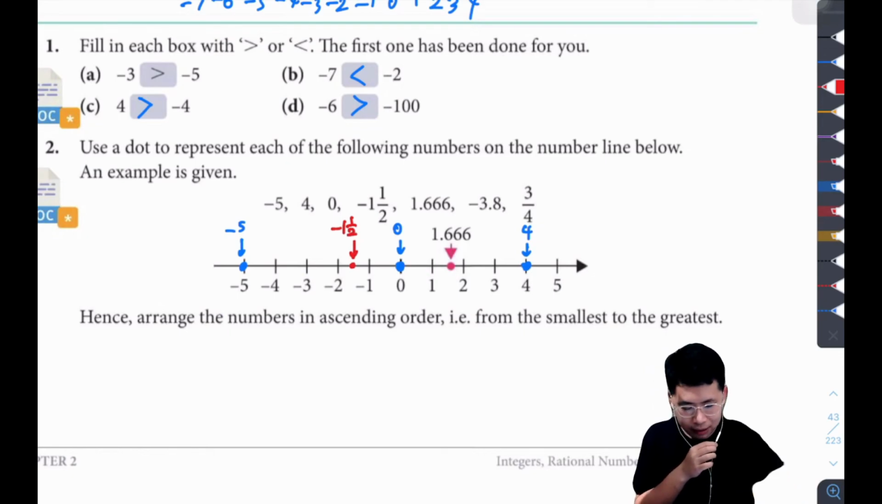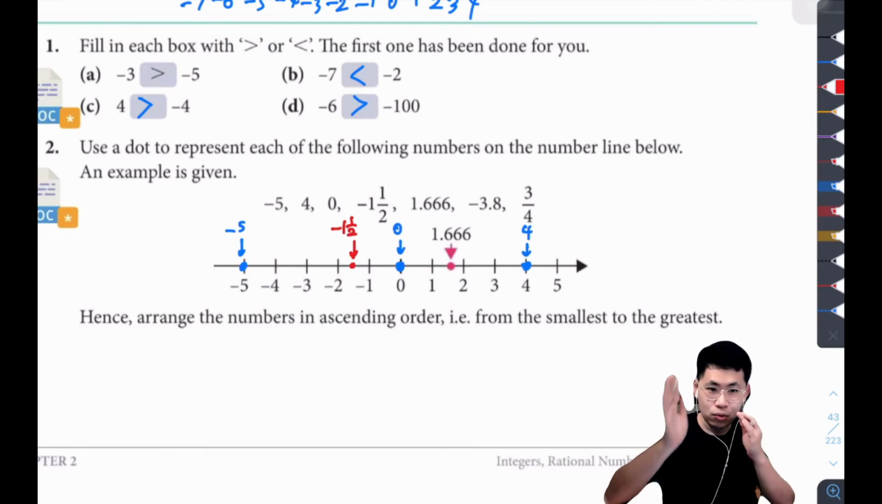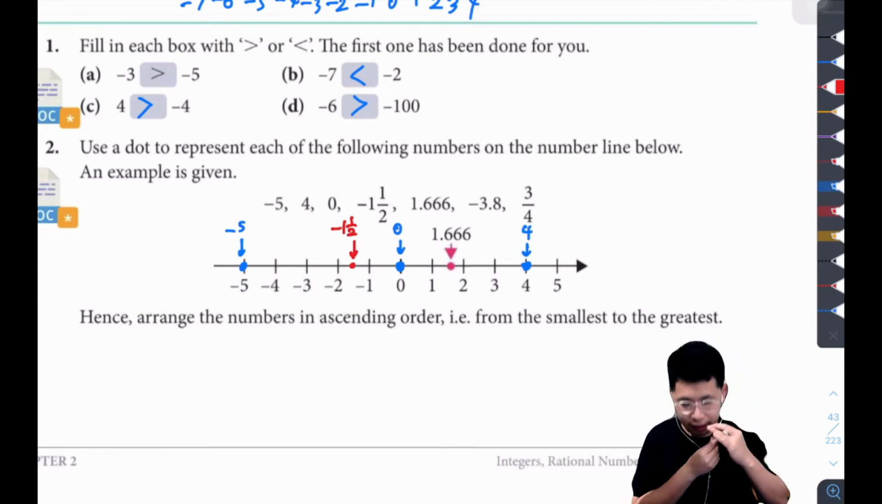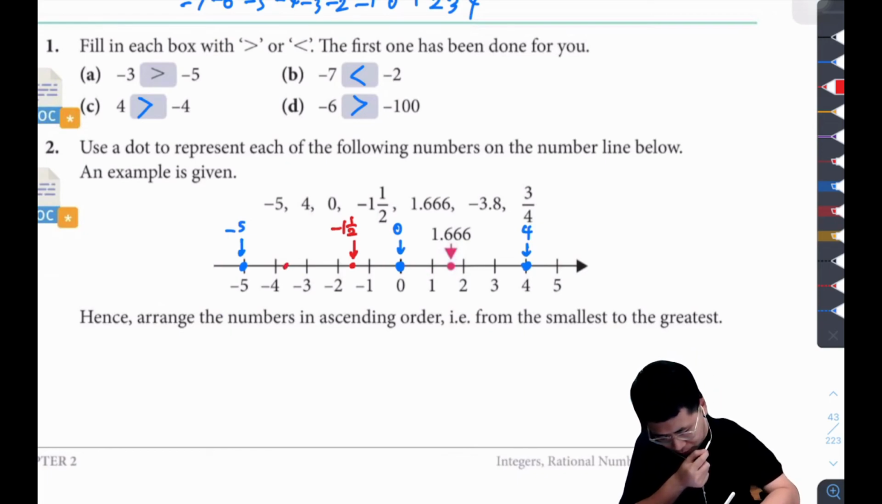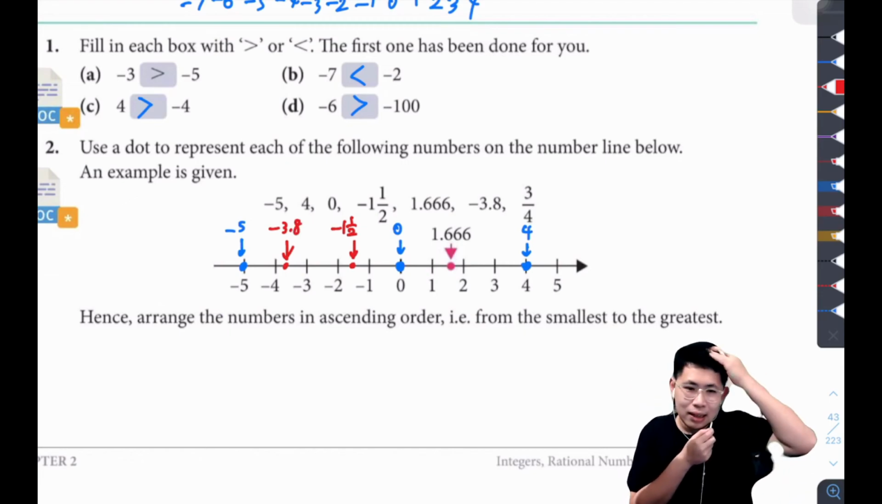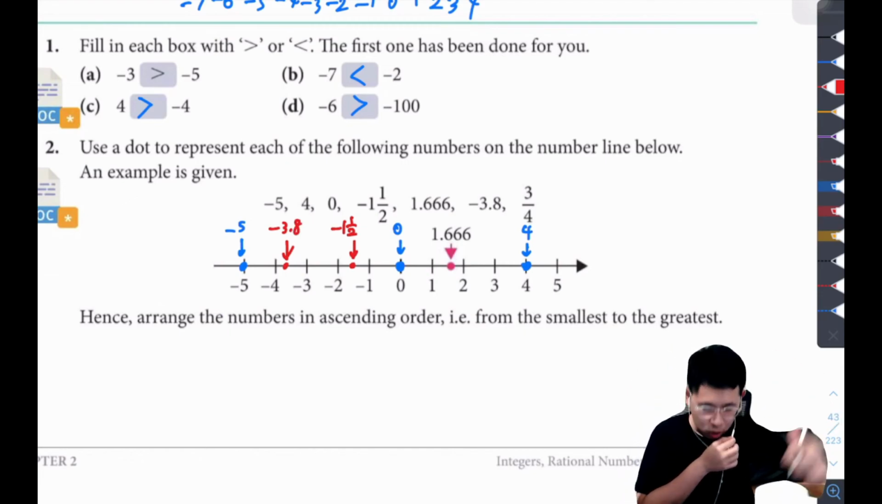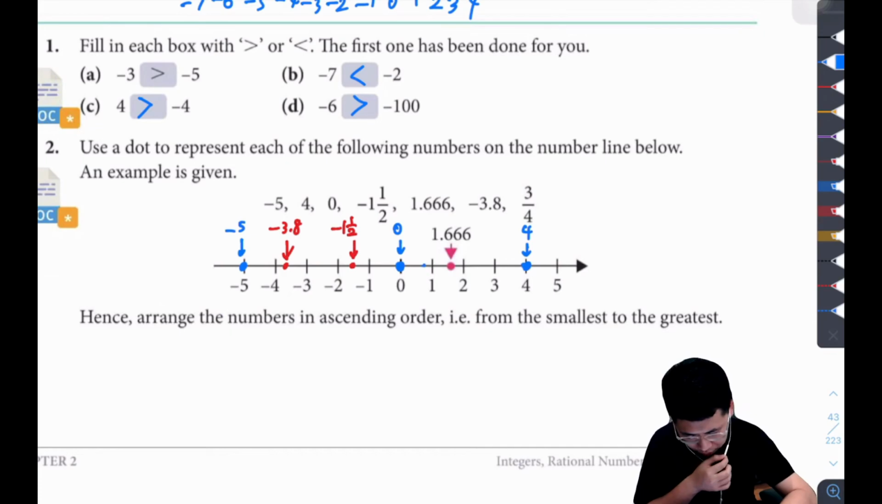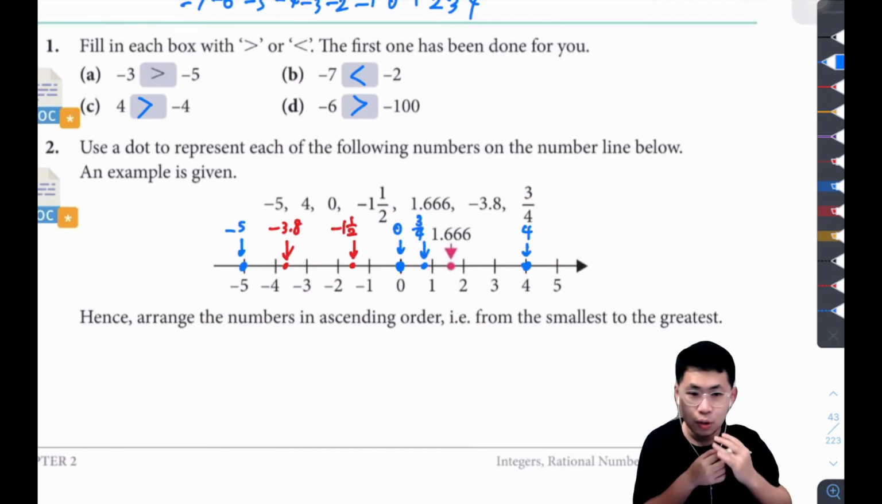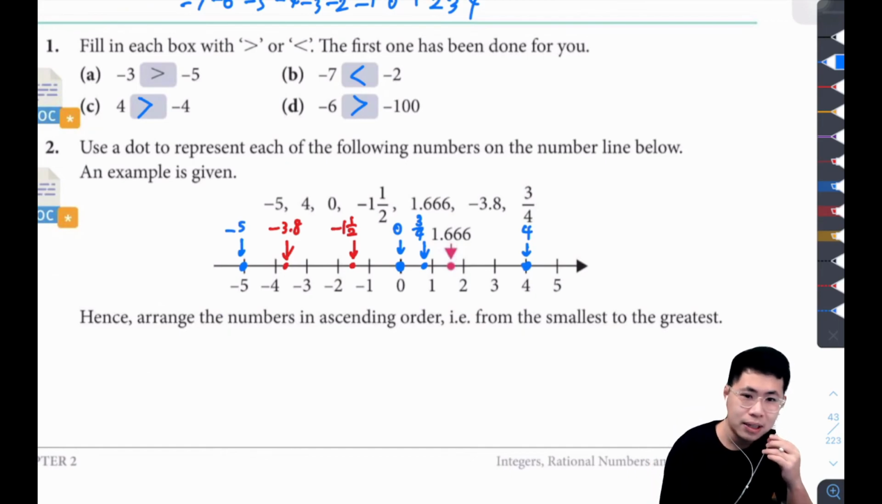Next one, we have negative 3.8. It goes beyond negative 3, so we have roughly 1 point over here. Okay, last but not least, 3/4. So where's 3/4? Over here. Right, 3/4.